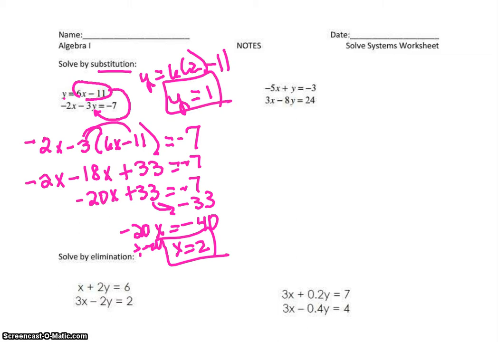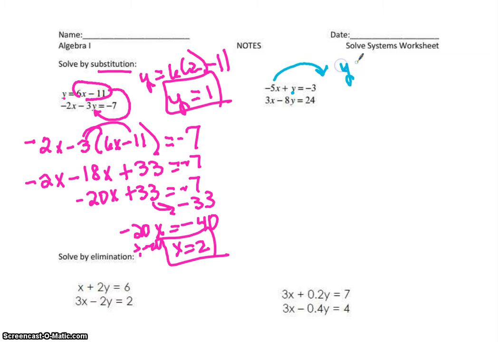So the problem with the next one is that there's not anything that's all by itself because there's two letters on each side. So you want to pick a letter to get by itself, and my suggestion is you pick the letter that doesn't have a coefficient. So I would go with this y. That means that that 5x has to move. And remember, when you cross the equal sign, you have to do the opposite.